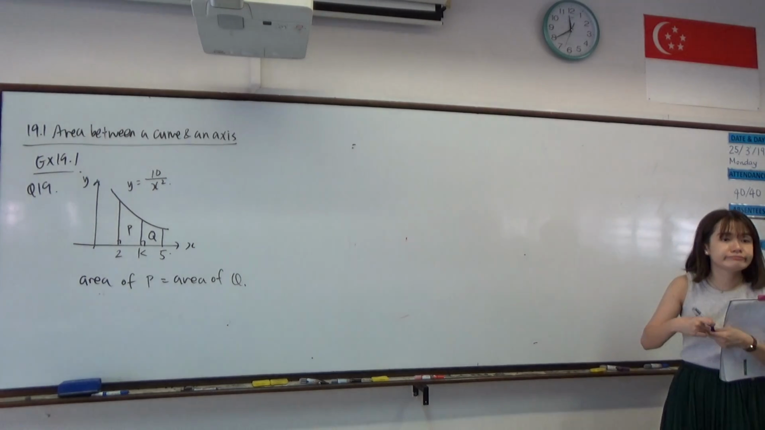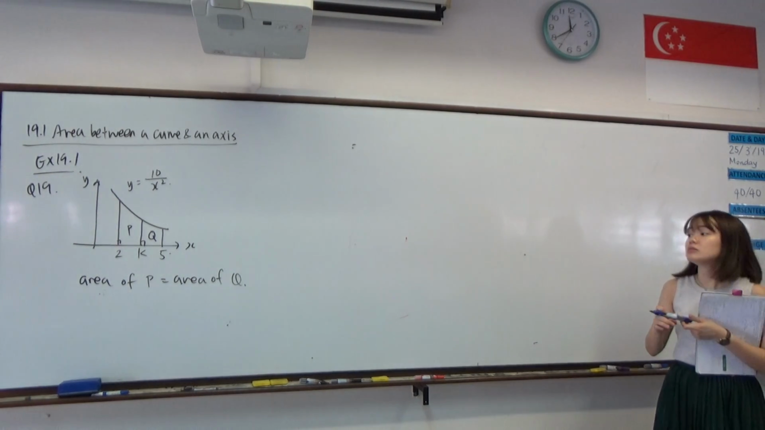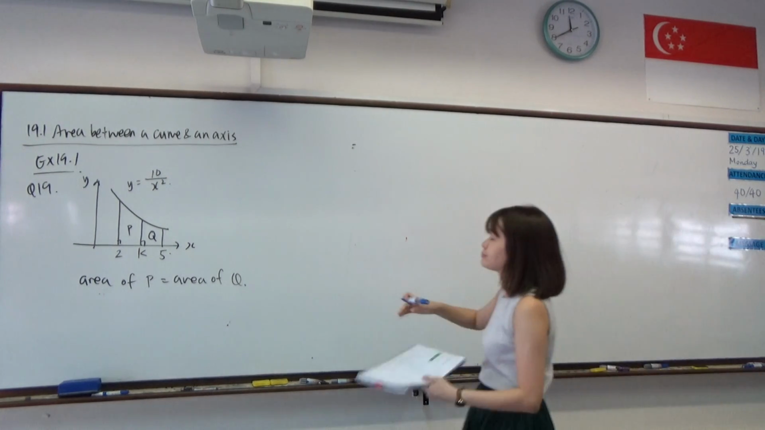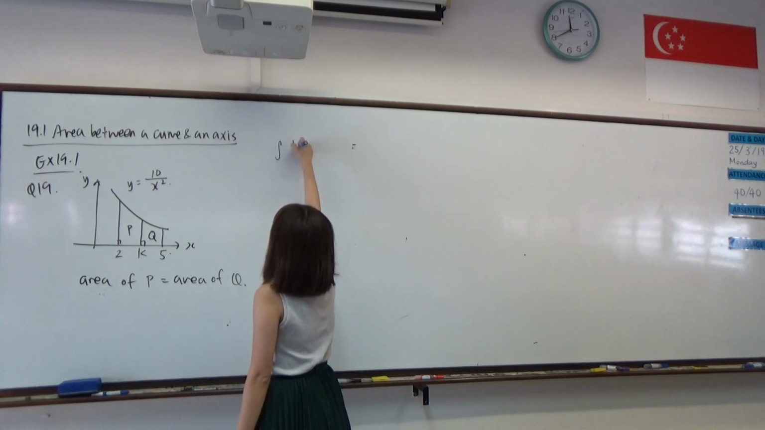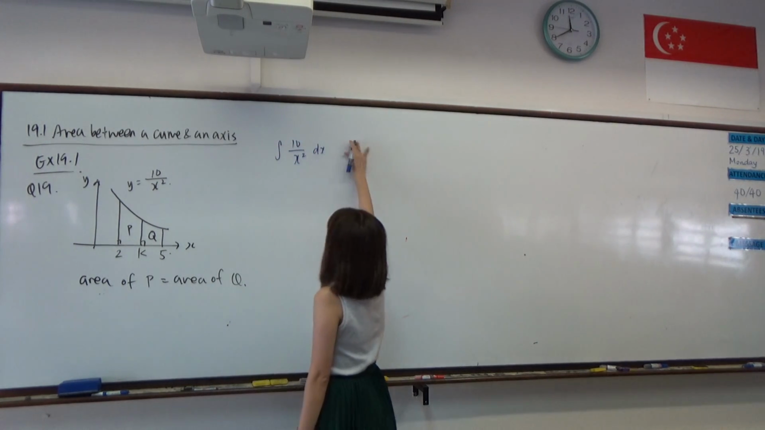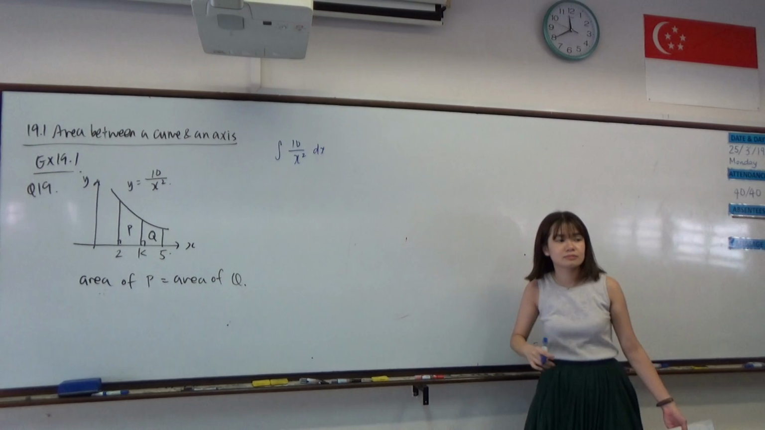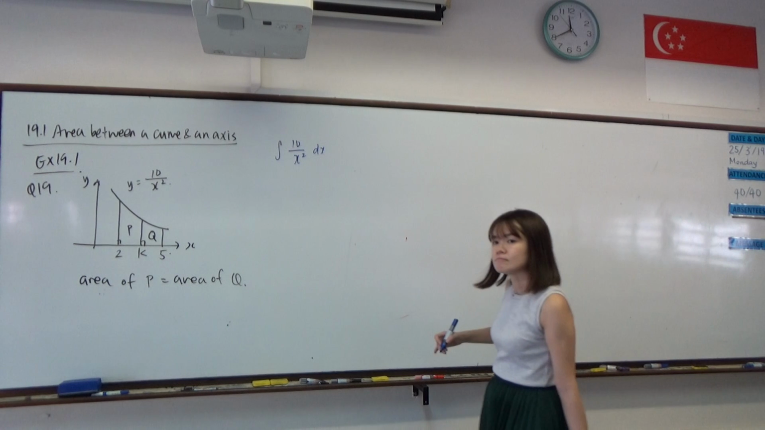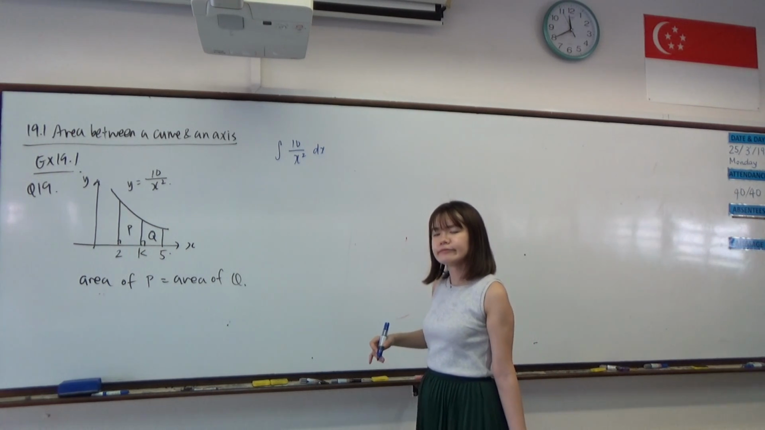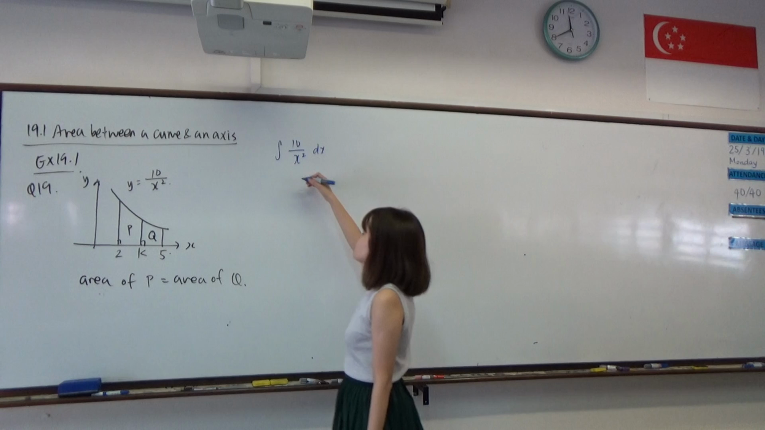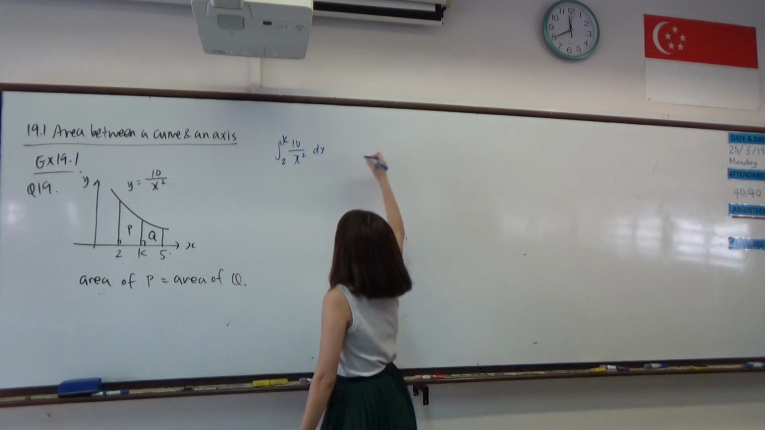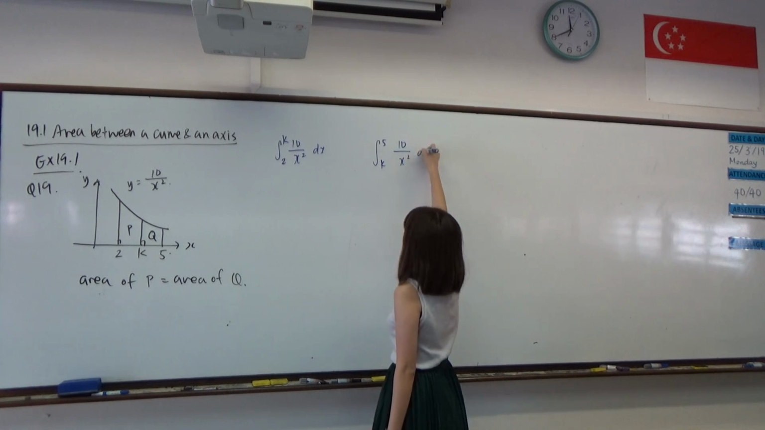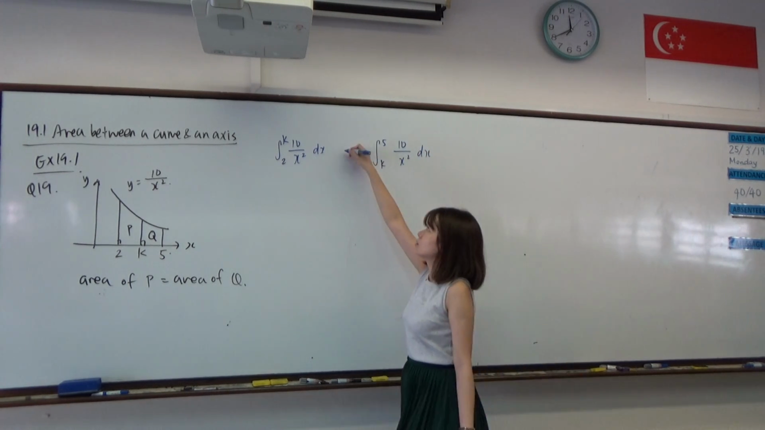What should we do? We will have to form an equation. So how do we form the equation? Integrate the y. So we integrate 10 over x squared with respect to x, then put the definite boundaries. Actually it should be 2 to k, and then another one from k to 5. They are going to be equal.